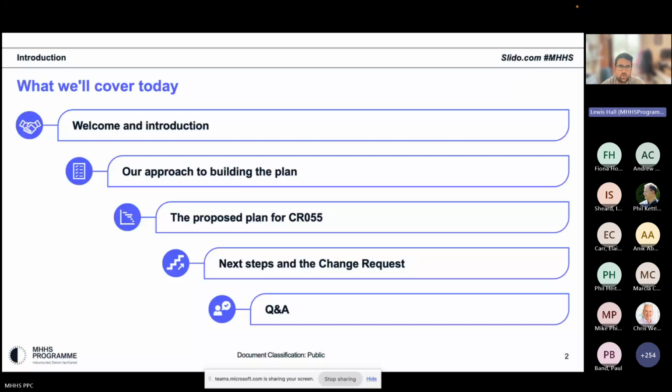In terms of the agenda for today, we're doing the welcome and introduction, which is led by myself. We'll go through the approach to building the plan, so a bit of context as to what we've done to get to this point today. We'll then take you through the proposed critical path to M10 and some of the knock-on implications that has for downstream milestones. And then we'll touch on next steps and the change request and Q&A as well.